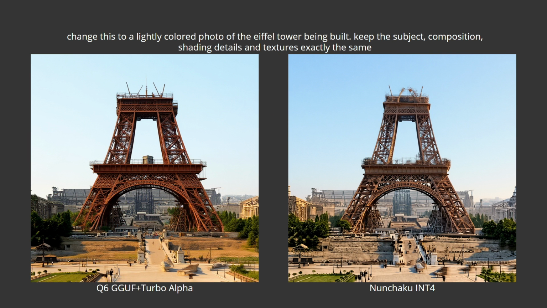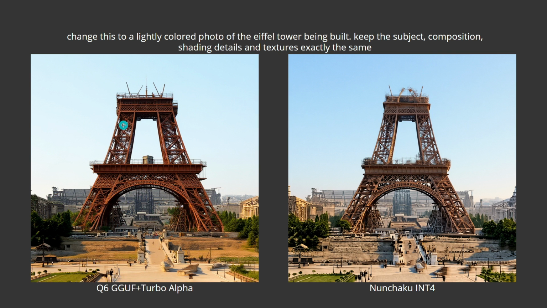This one is one of the biggest differences that I saw when I was generating. This was taking a black and white photo, then change this to a lightly colored photo of the Eiffel Tower being built. Keep the subject, composition, shading details, and textures exactly the same. There's a lot of detail lost on the Nunchaku one.